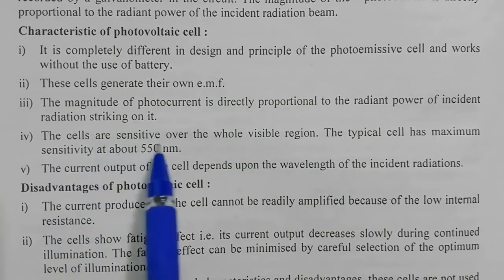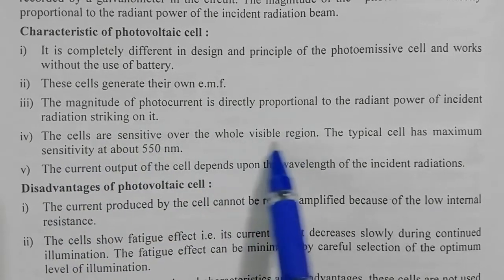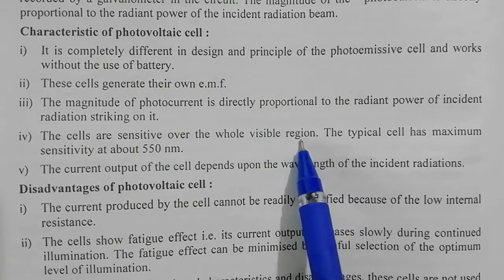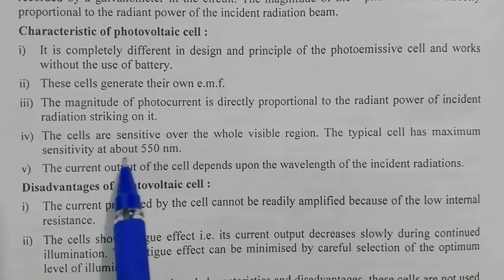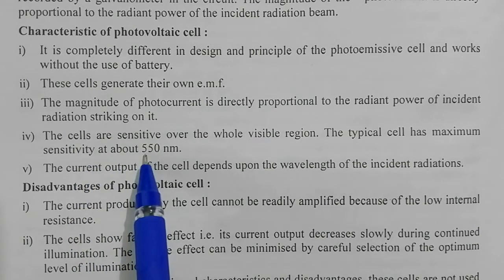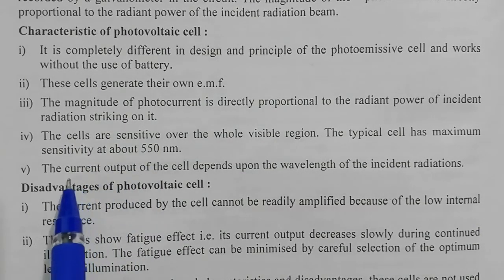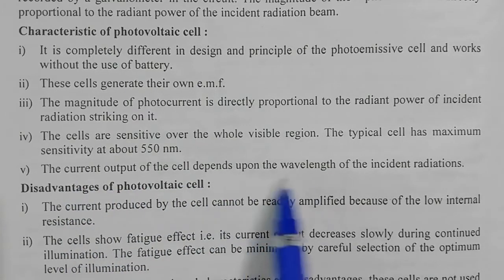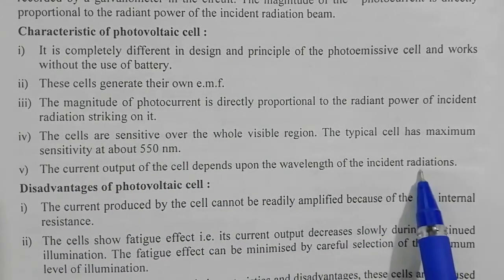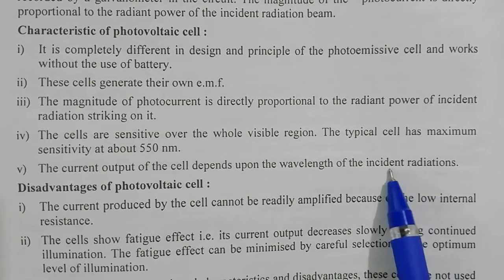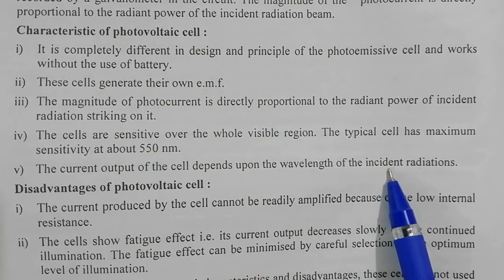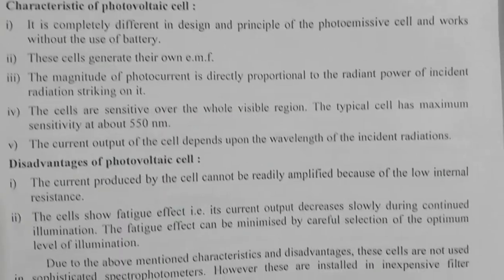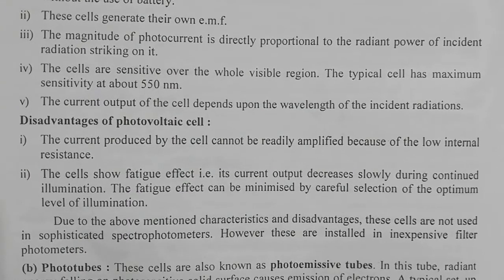The cells are sensitive over the whole visible region, so we can use this cell in the entire visible region. The typical cell has maximum sensitivity at about 550 nanometer. Fourth characteristic: the current output of the cell depends upon the wavelength of incident radiation, meaning the radiation falling on the detector. Along with the characteristics or advantages, we have a few disadvantages of this photovoltaic cell.